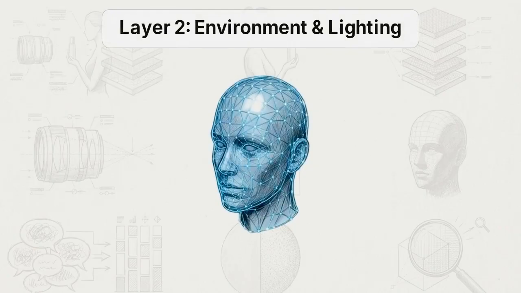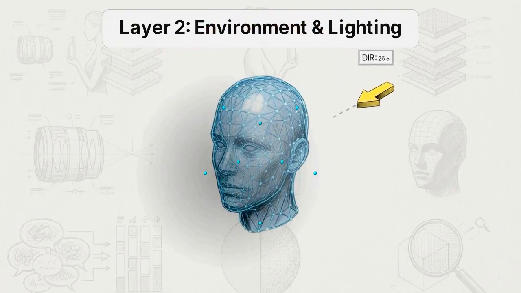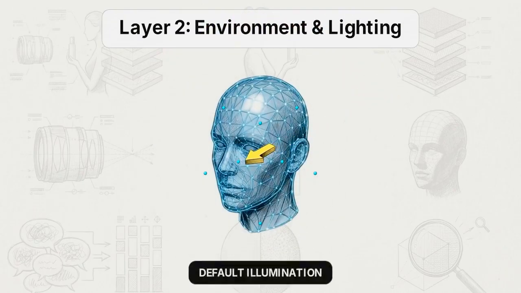This diagram illustrates Layer 2, environment and lighting. Defining the lighting direction is a required variable for realism because it maps shadows and highlights onto the geometry of a face. Omitting lighting data results in flat default illumination.